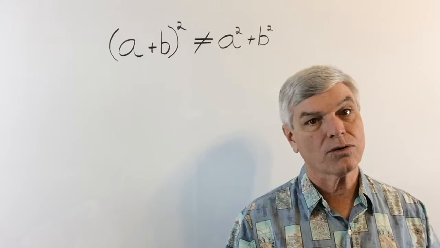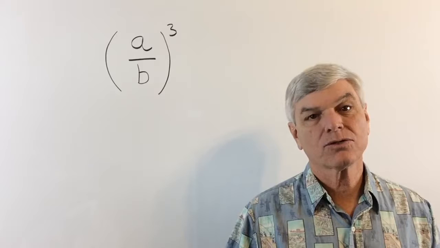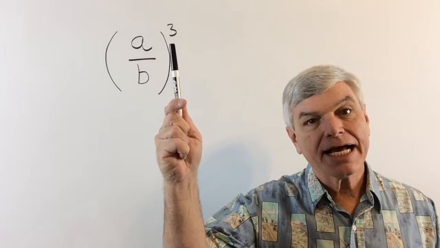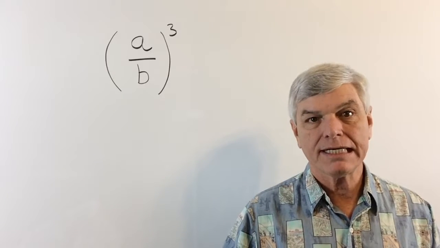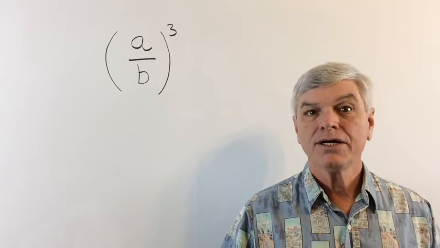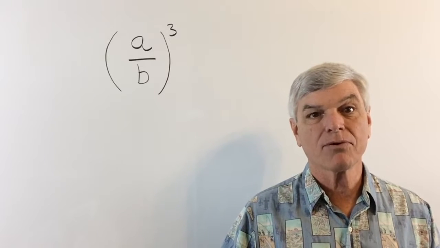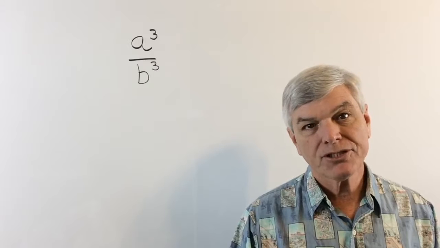But let me show you the quotient rule, the power of a quotient rule of exponents. A over b within parentheses to the power of m equals a to the m over b to the m. And this really works exactly like the product rule works. What is that exponent associated with? The answer is everything inside the parentheses. It is not associated with just the a. Very common mistake, and you end up with a cubed over b. No, it's associated with everything inside the parentheses. So what is that going to look like? It's going to look like that. And let me show you why that is the case.